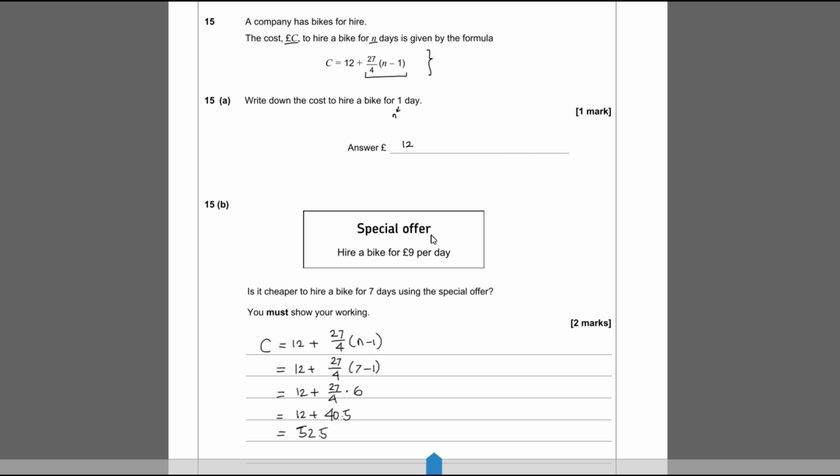But if you take the special offer for £9 a day, the cost will be 9 times 7 days. It is 63. I hope you remember your timetables, otherwise you need to use the calculator. For this kind of calculation, sometimes I forget. If I forget, then I prefer to do the calculation on my fingers instead of a calculator. It's much easier, much quicker. If you're wondering how to do 9 timetables or 7 timetables on your fingers, then please check my other videos. So we compare 52.5 with 63. This one is cheaper. Is it cheaper with a special offer? No.